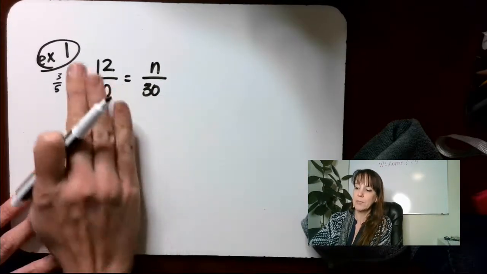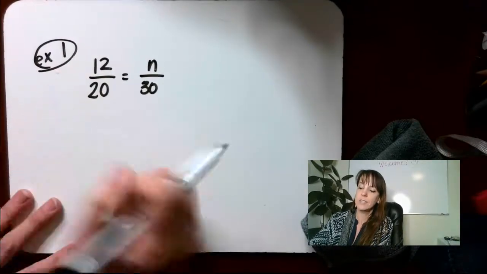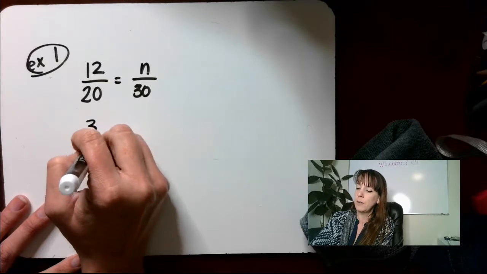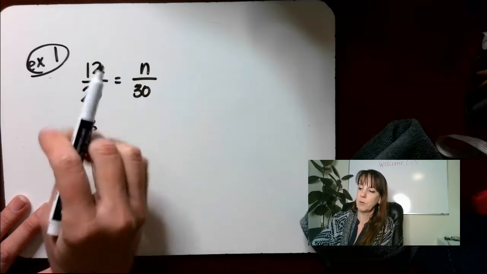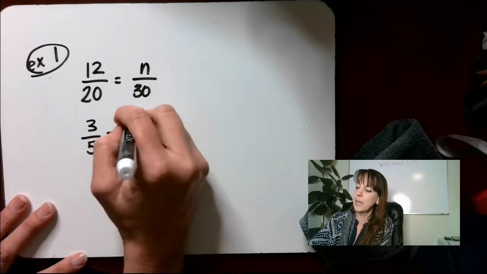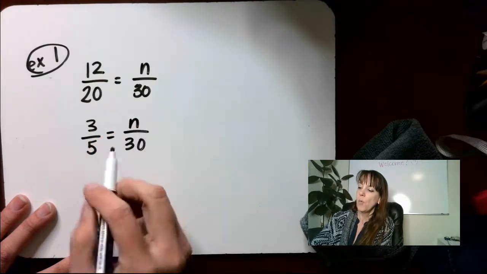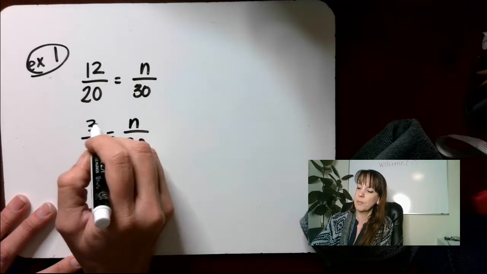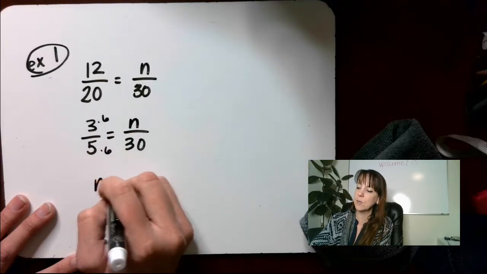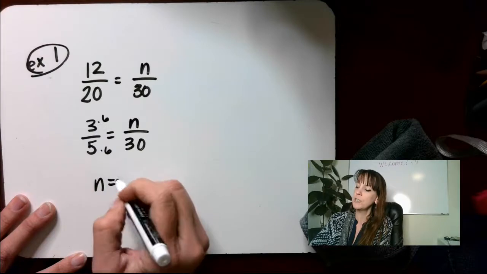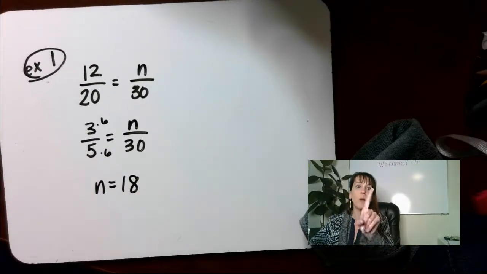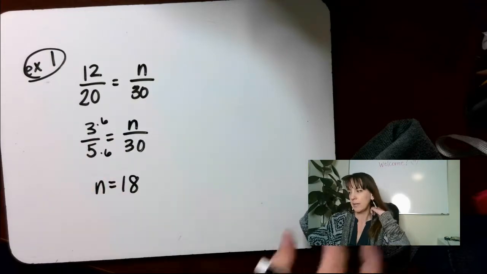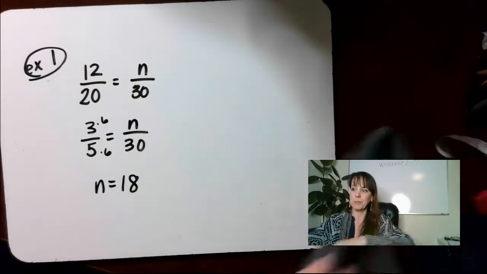So we're going to rewrite this proportion, right? This is one way of doing it, by the way. There's a couple different ways. 3 over 5, right? Because we've divided both by 4, equals n over 30. What do I need to multiply 5 by to get 30? 6. So if I multiply this by 6, I get n equals 3 times 6, which is 18. So that's one way of doing it. If you do it that way, make sure I see that you've reduced it and I see what you're multiplying it by. Basically, just show your work, right?